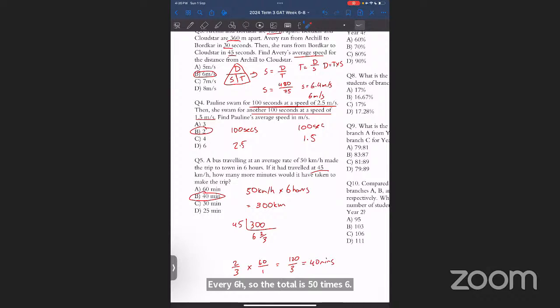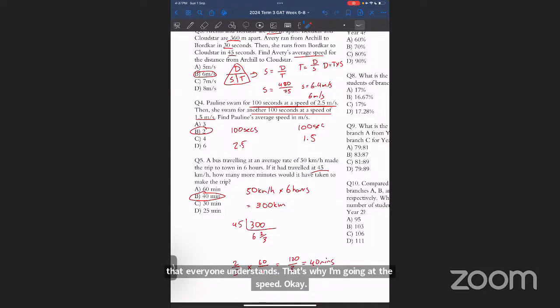Ellie, I know I'm going a bit slow. I understand that it's frustrating, but I have to make sure that everyone understands. That's why I'm going at this speed, okay? All right, thank you.